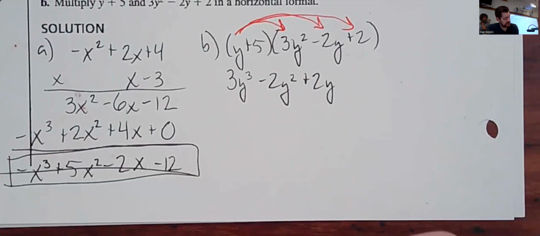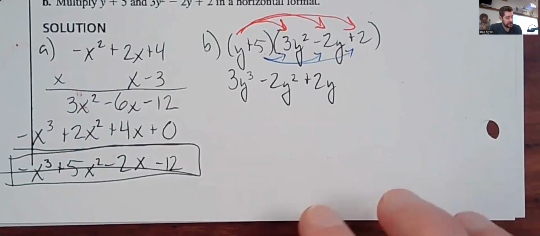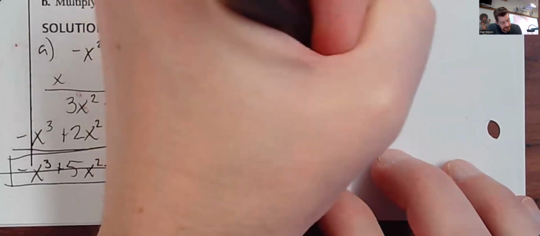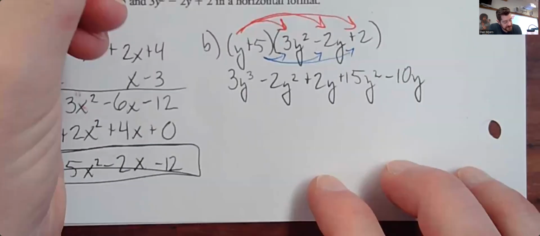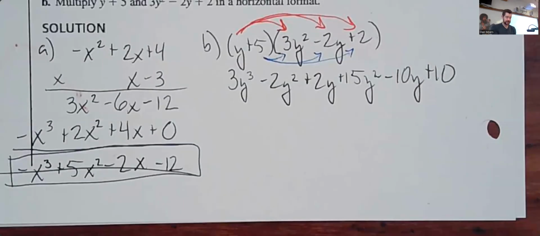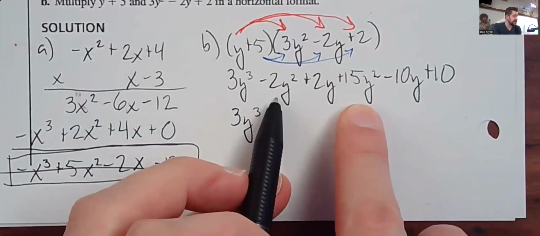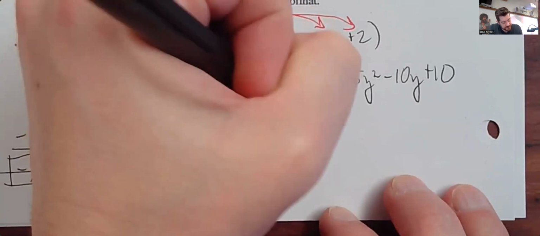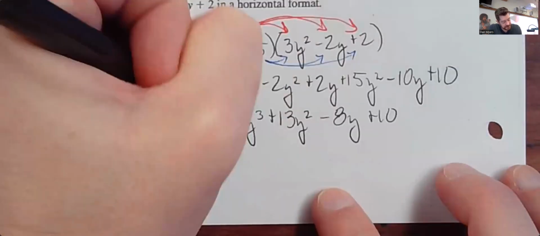Then take the 5, multiply it by everything as well. 5 times 3y squared is 15y squared, positive. 5 times negative 2y would be minus 10y. And 5 times 2 is 10. And we'll just match up our like terms and put them together. There's only one cubed term here, so that's 3y cubed. We've got a negative 2y squared and a positive 15y squared, so that'll be plus 13y squared. 2y minus 10y is negative 8y, and then a plus 10 at the end.